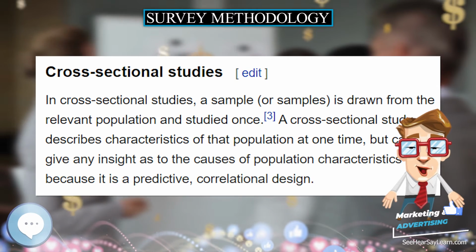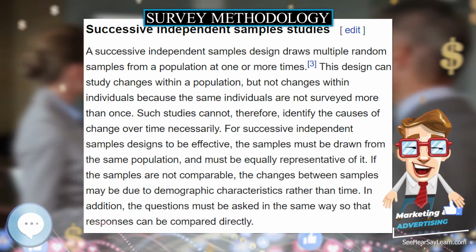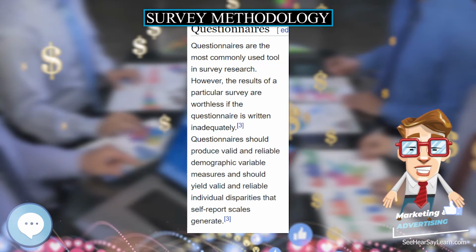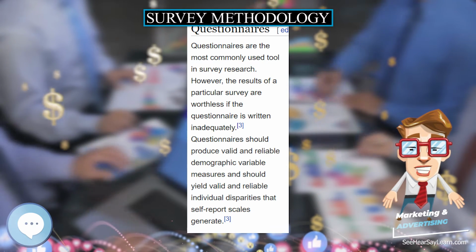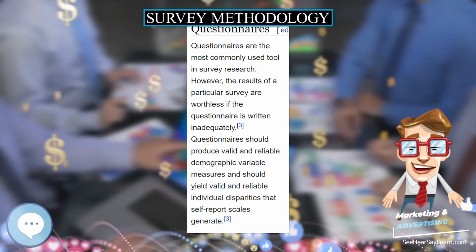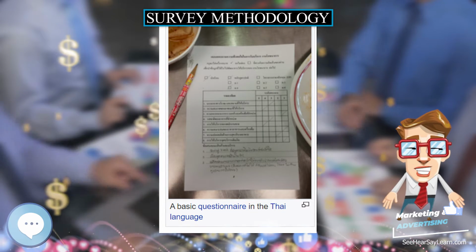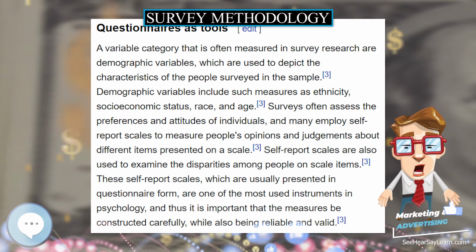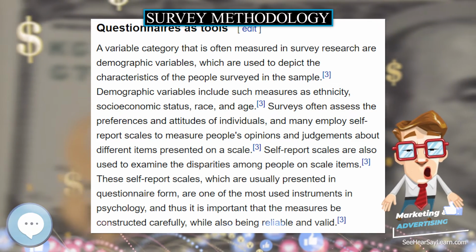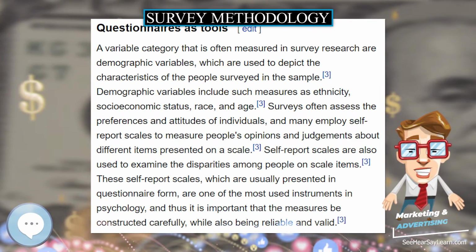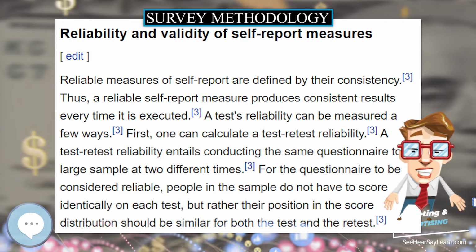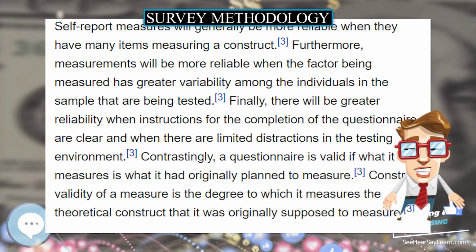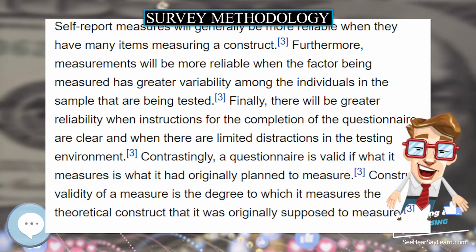A variable category that is often measured in survey research are demographic variables, which are used to depict the characteristics of the people surveyed in the sample. Demographic variables include such measures as ethnicity, socioeconomic status, race, and age. Surveys often assess the preferences and attitudes of individuals, and many employ self-report scales to measure people's opinions and judgments about different items presented on a scale. Self-report scales are also used to examine the disparities among people on scale items.